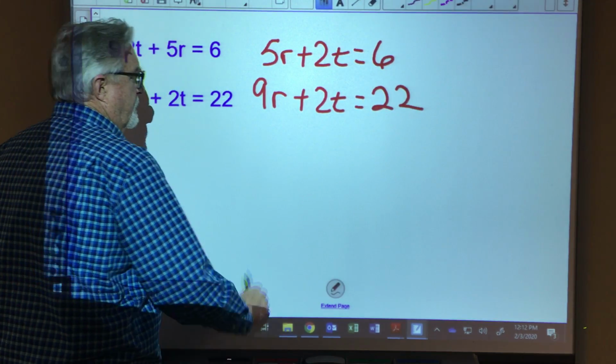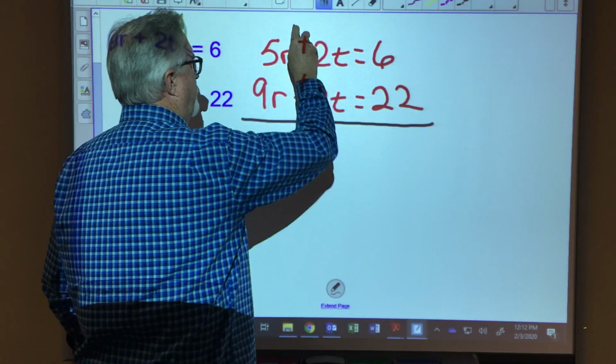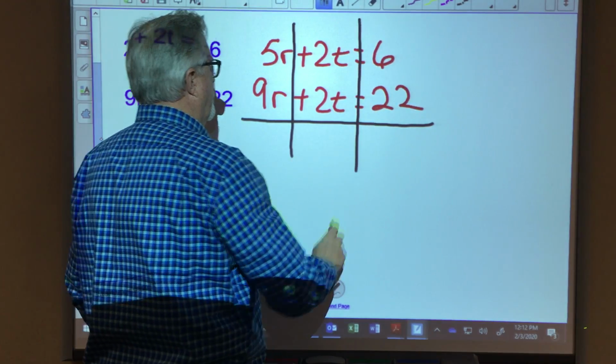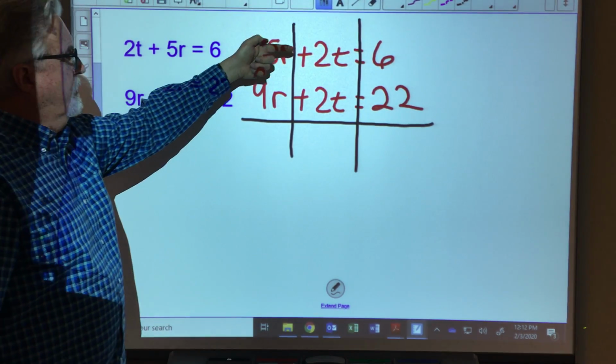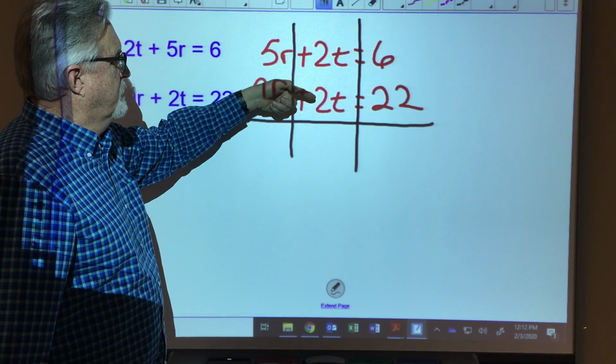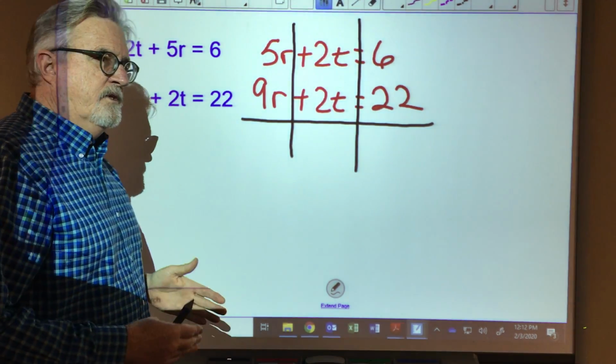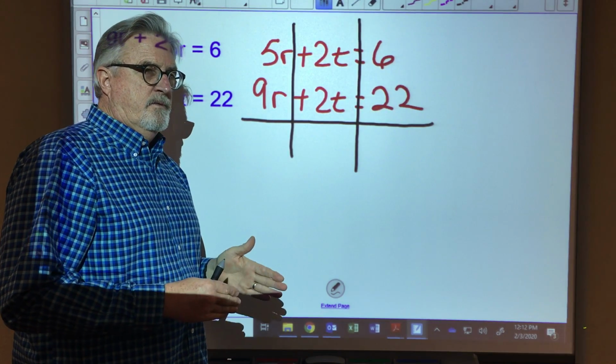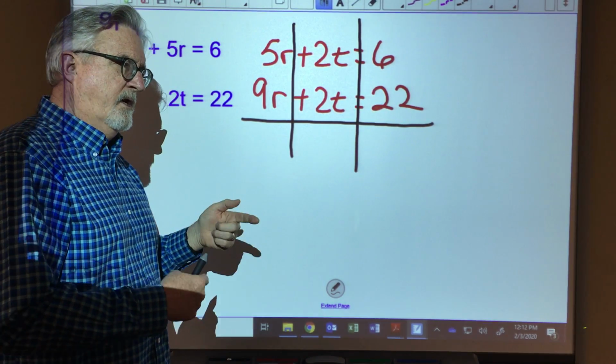All right? We're going to set it up here. We're going to kind of divide it up so we can take a look at it. Now, our coefficients that are the same or opposites are positive 2 and positive 2. On the previous problem, we added the equations together because we had opposites.